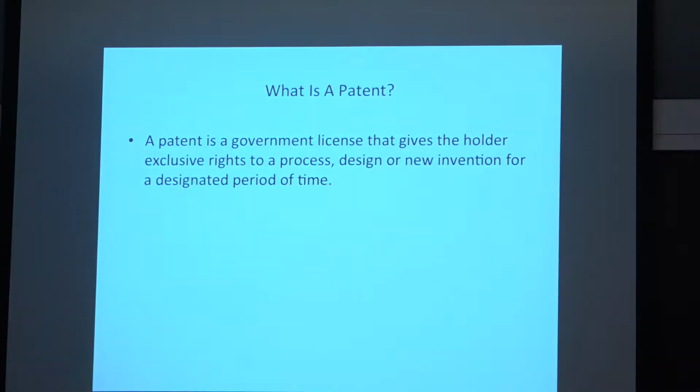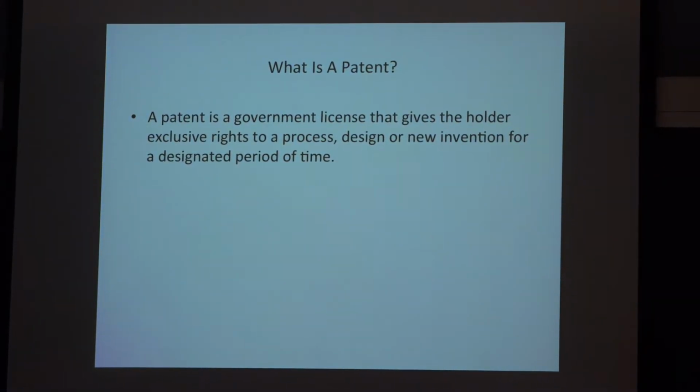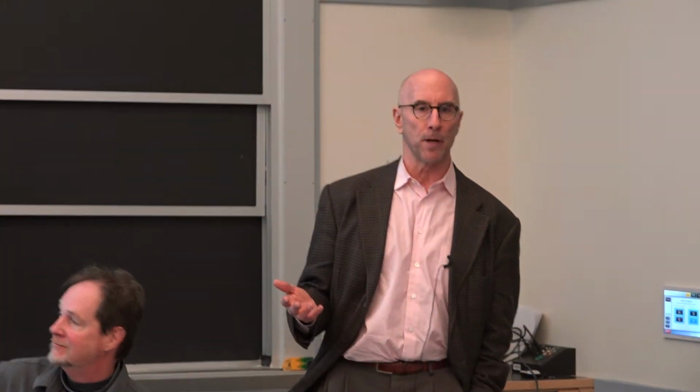First of all, what is a patent? A patent is a government license that gives the holder exclusive rights to a process, a design, or new invention for a designated period of time. And what's the designated period of time here on March 2nd, 2018 in the United States? 20 years, exactly, except for design patents, which are 14.